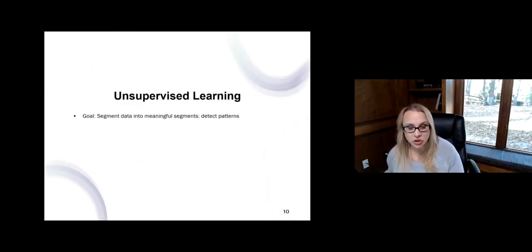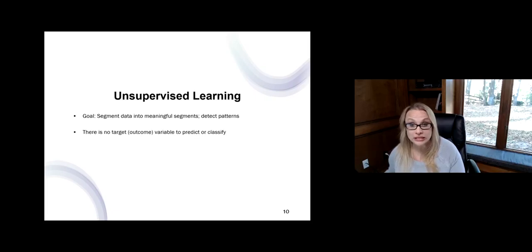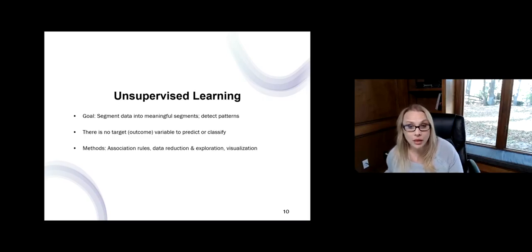In unsupervised learning, the goal is to segment the data into meaningful segments to detect a pattern. And so there's not going to be a target outcome variable to predict or classify. So you're not going to have any X's or Y's. And in this case, you're going to be working with all of the data. The methods that you will typically see here are going to be association rules, such as k-means clustering and hierarchical clustering, data reduction, such as principal component analysis, and then also visualization.